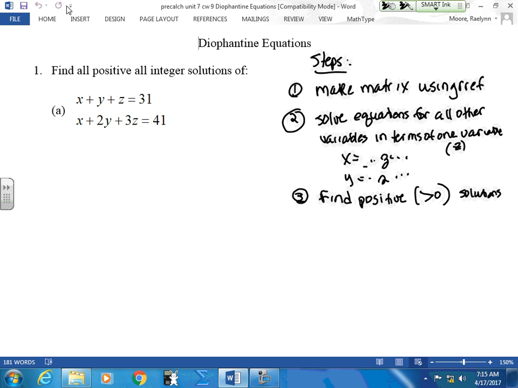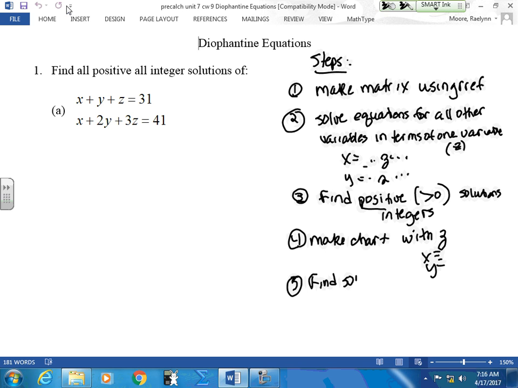And we can only have integers in here. No decimals, no negatives, no fractions, no negative numbers. Because we want positive solutions, and we want whole numbers. I'm going to show you an easy way on the calculator to do that part. We're going to make a chart with z and the equations using z, and the x equals and the y equals. And then finally, we're going to find your solutions, if any.